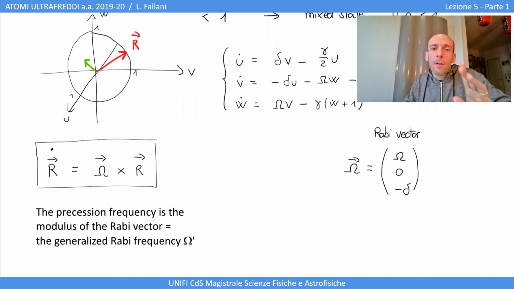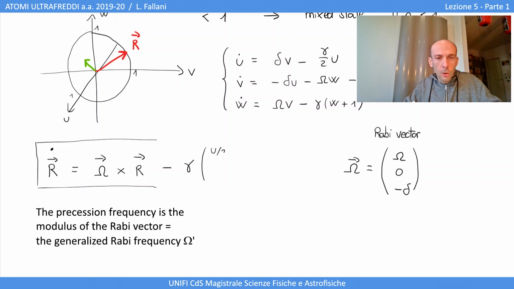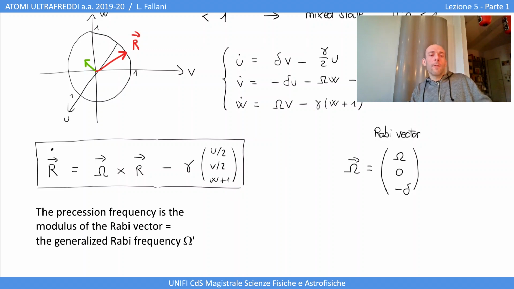Let me just tell you for completeness that if you have now some spontaneous emission, this equation will be complicated a little bit. You will have to add the gamma term, and the gamma term is a kind of damping term that can be written in this way as gamma multiplying a vector u half, v half, and w plus 1. And this is the full equation that drives the dynamics of the Bloch vector.